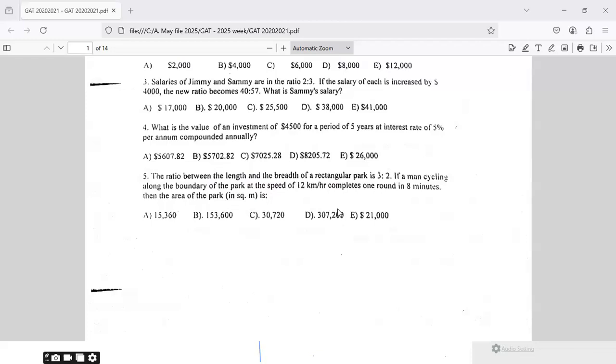The initial value is 4,500 for a period T of 5 years. Interest of 5% turns into 0.05 per annum, compounded annually. Annually meaning once a year. But if they had said compounded semi-annually, we would use twice, 2. So can we proceed now?